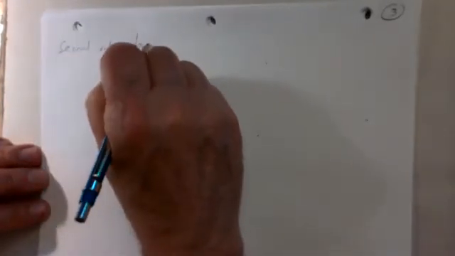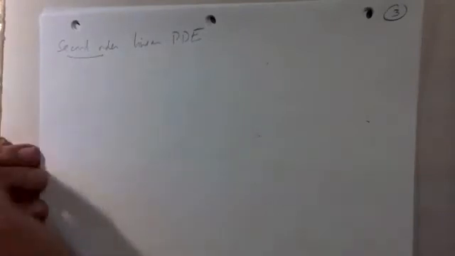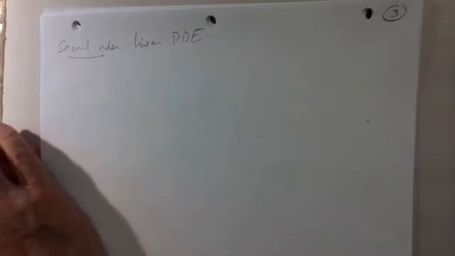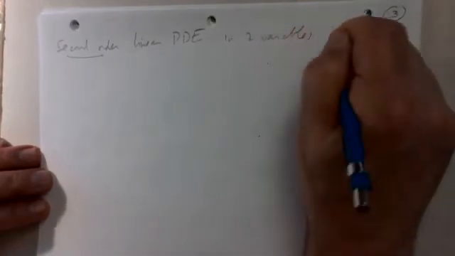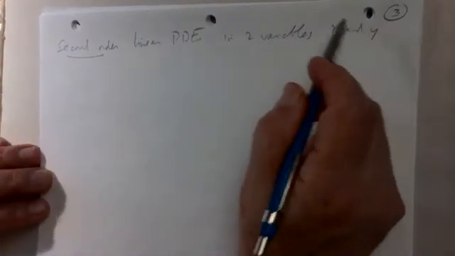These are second order linear PDEs. So second order means the highest partial derivative, or mixed partial derivative, is a second partial. Linear means, and it's in 2 variables, x and y. Sometimes we'll use x and t, and we'll go back and forth between them.